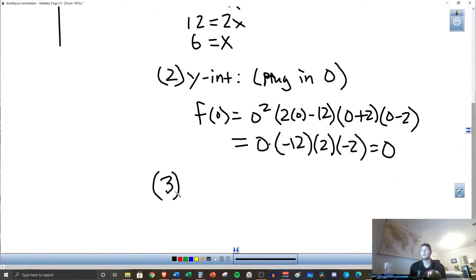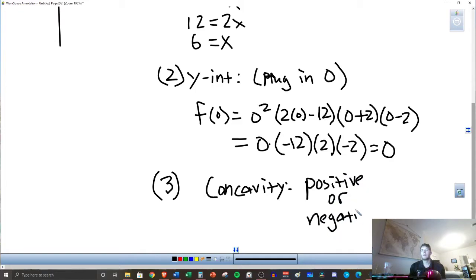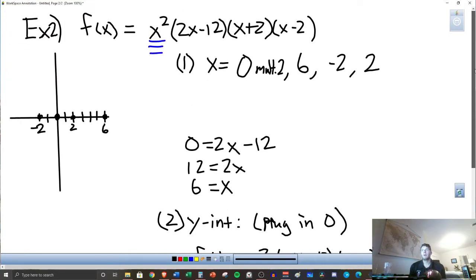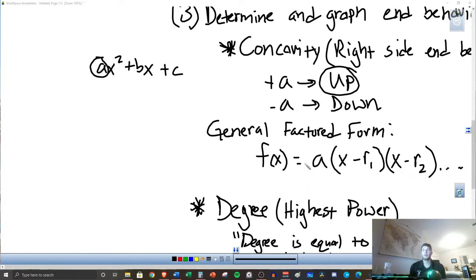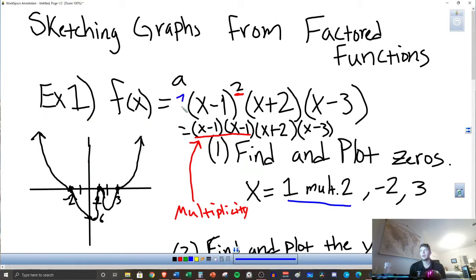Part 3, end behavior. Okay, concavity is positive or negative. Well, remember from what we wrote earlier, going back down to this, here's the general form. We're looking at the a term on here, okay, to figure out if it's positive or negative. Last time the a term was a 1. What do we have in this problem?